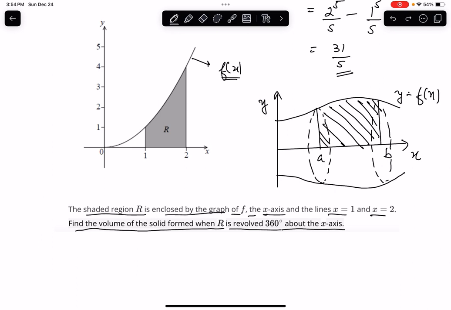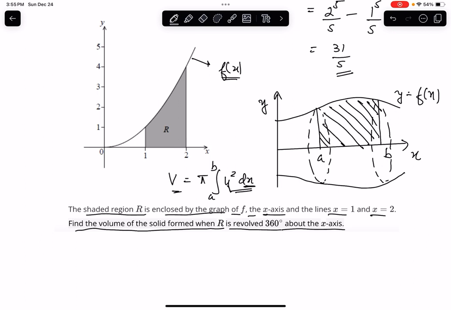And in this case, the formula in the book states that the volume is equal to pi times the integral from b to a of y square dx. Okay? So if you're revolving a function y is equal to f of x around the x-axis, then you integrate it in terms of dx and you find the volume v.